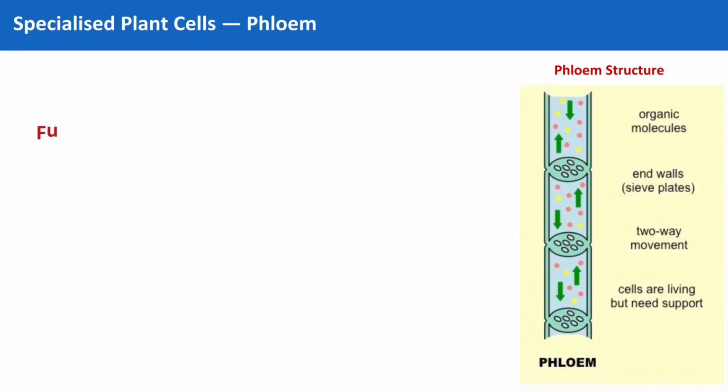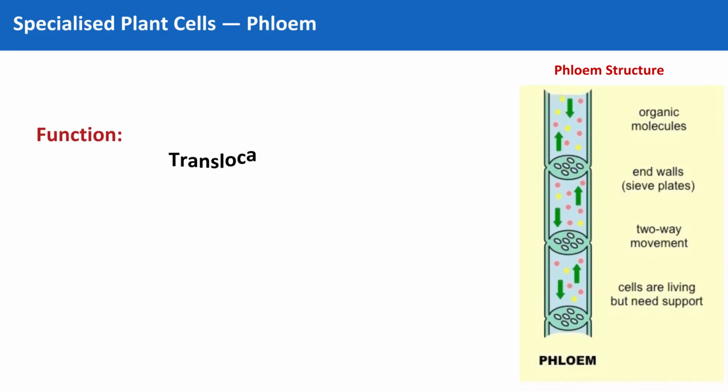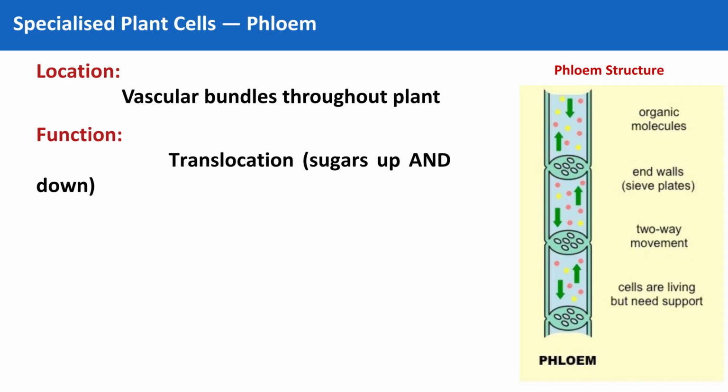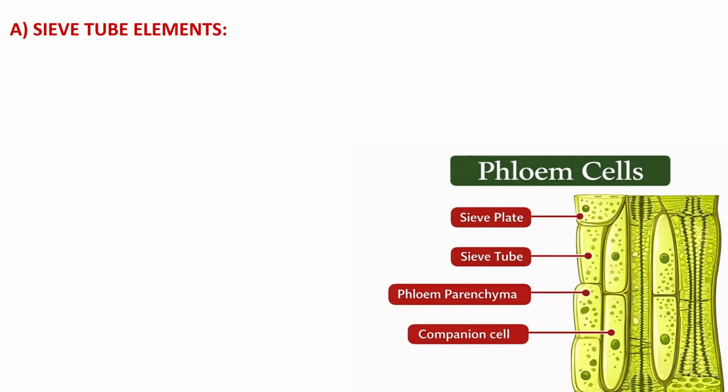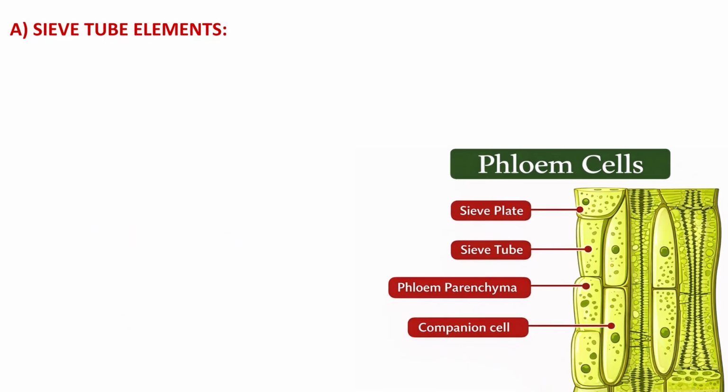Now let's talk about the phloem, which is also a specialized cell in the plant. What is its function? It's translocation, which is the transport of sugars both up and down the plant. And what is its location? Vascular bundles are present throughout the plant. The phloem consists of sieve tube elements and companion cells.